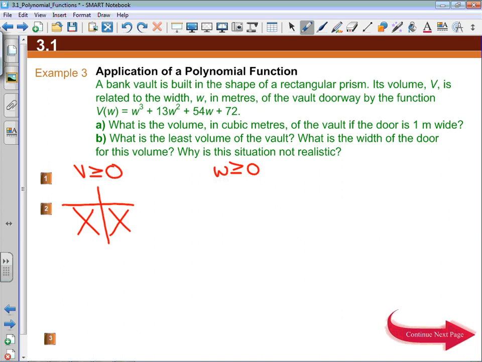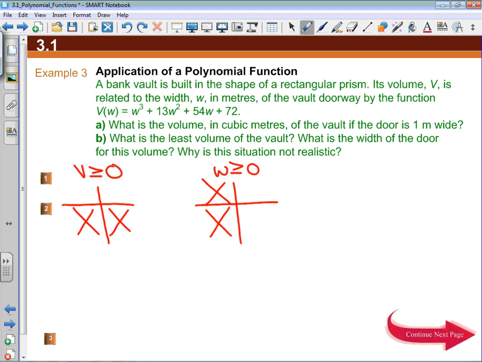And because W is the input, or the x variable, I don't have to worry about quadrant 2 or quadrant 3. That's really useful because ultimately, when I graph this function, I'm only going to make my window settings so I see what's happening in quadrant 1, not quadrant 2 or 3 because W can't be negative, or quadrant 4 because V can't be negative.